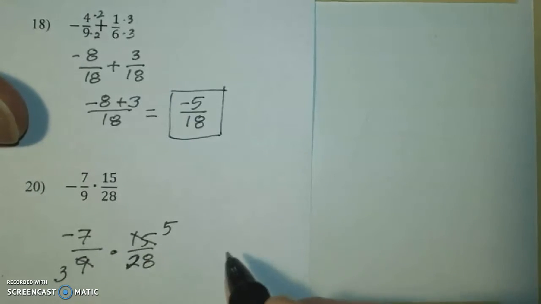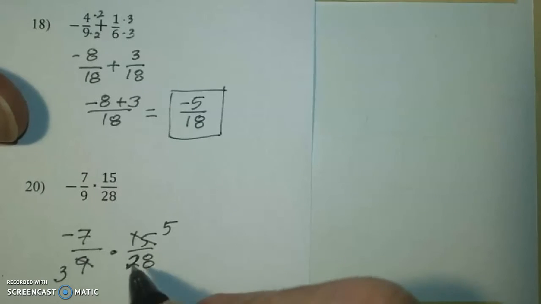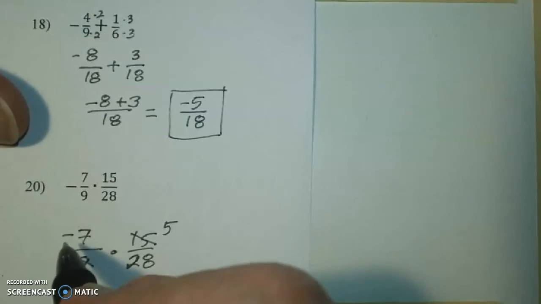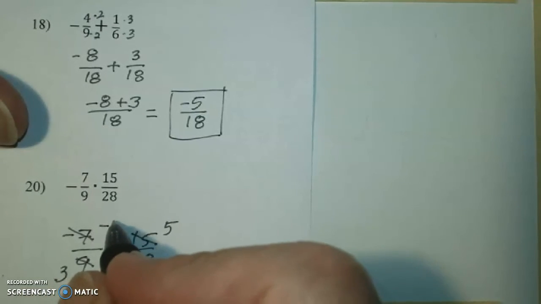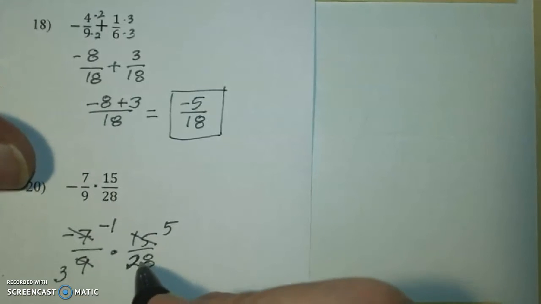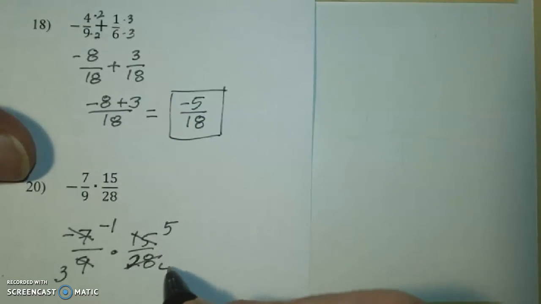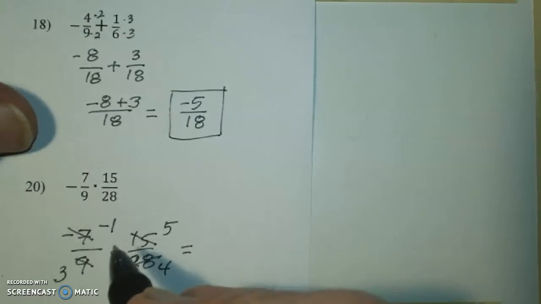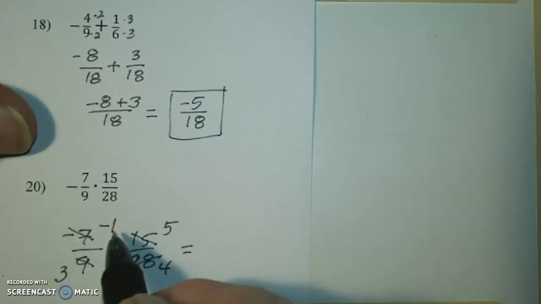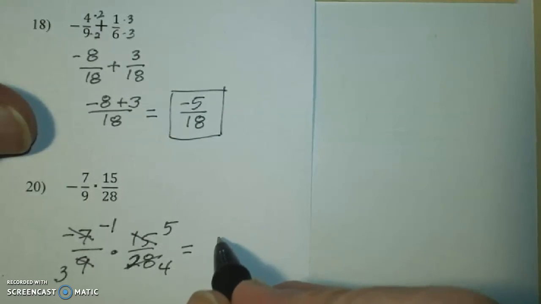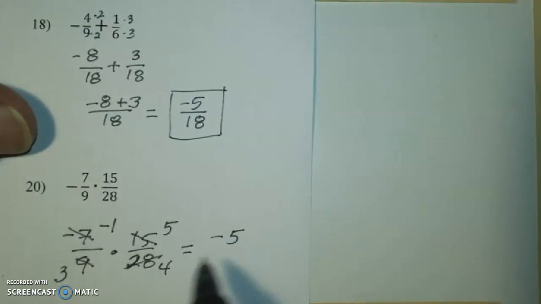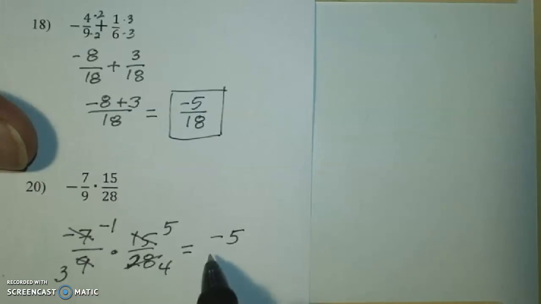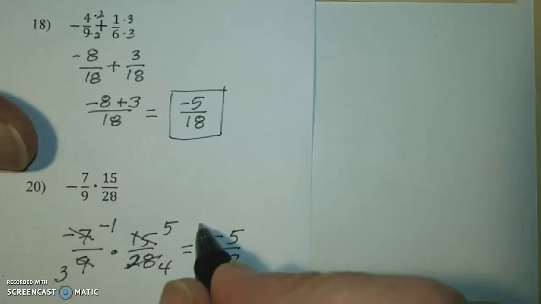7 and 28 can both be divided by 7. 28 is 4 times 7. So when you divide 7 by 7, you will get a 1. And again, I'm going to keep the minus sign with it. And 28 divided by 7 is 4. Multiply numerator times numerator. -1 times 5 is -5. They're different signs when you multiply, so your answer comes out negative. 3 times 4 is 12. That is your answer, -5/12.